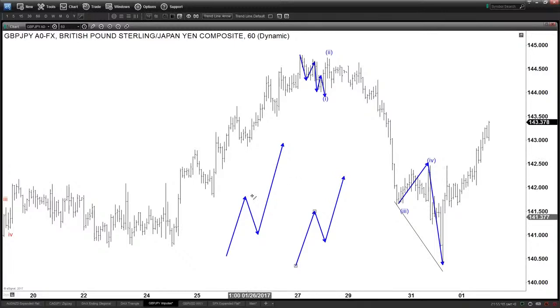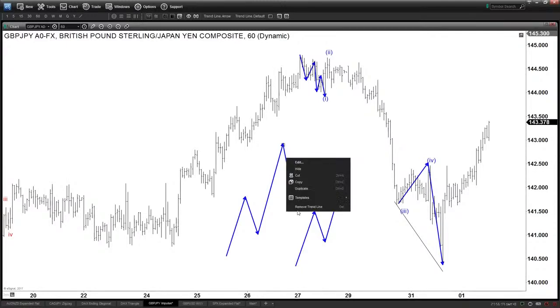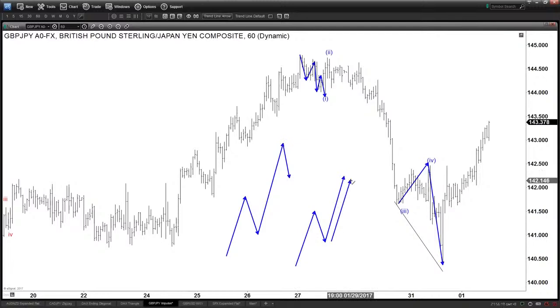Because the implication is if this is 1, 2, 3, you will have a 4 and 5. But if this is an ABC, you will not have another leg higher. In fact, you can even get another leg lower if it is bearish in the higher degree time frame. If it is bearish, this could be just a correction, and then the correction is over and it turns lower again. So how do you know that you should label it as ABC or 1, 2, 3? The only difference is whether you see an extension on the third swing.